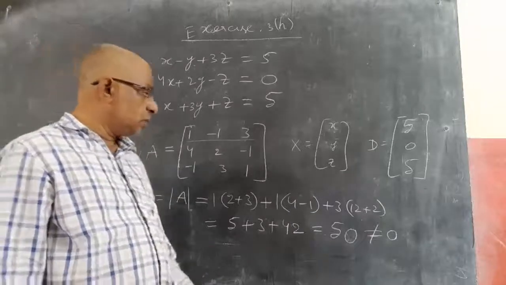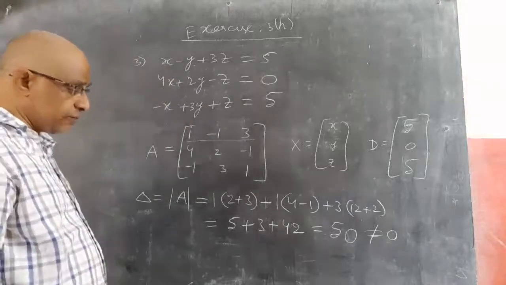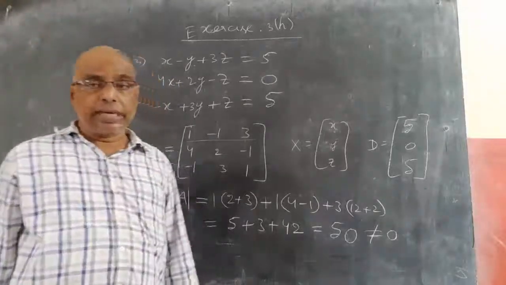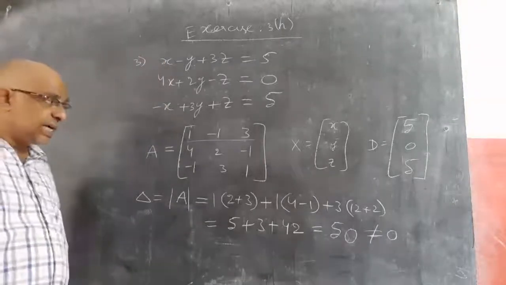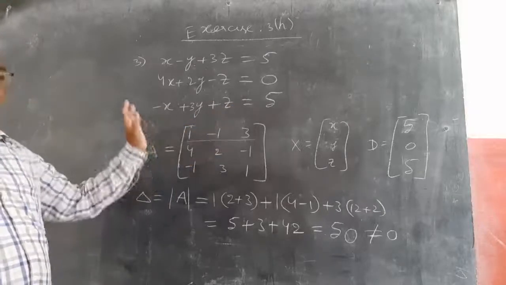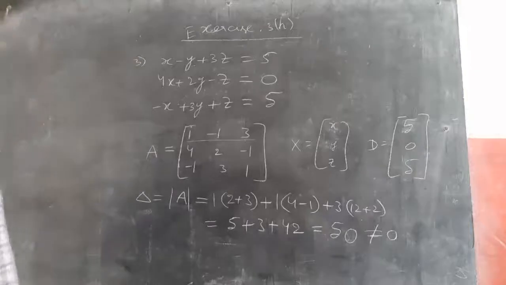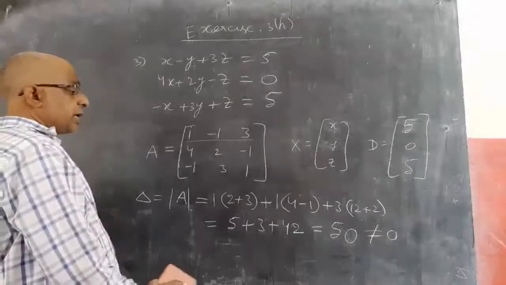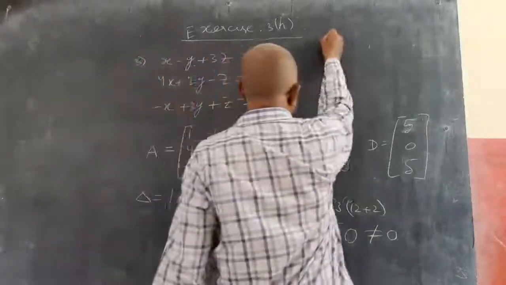How to find the solution? Unique solution I need to find. How can I find it? I need to go for x equal to delta 1 by delta. Means first I need to find delta 1. What is delta 1, I told: replacing first column elements with constants, then find the determinant, gives you delta 1. So I will find delta 1 now. Delta equal to 50 I got. Keep it aside. I will write here delta equal to.